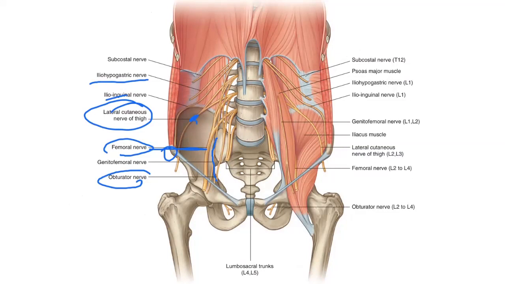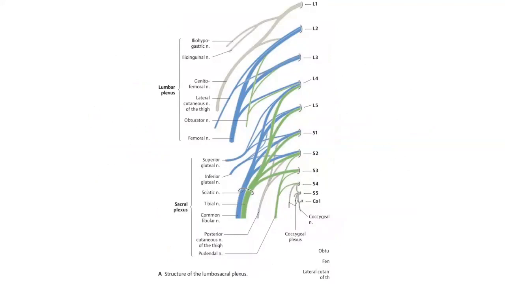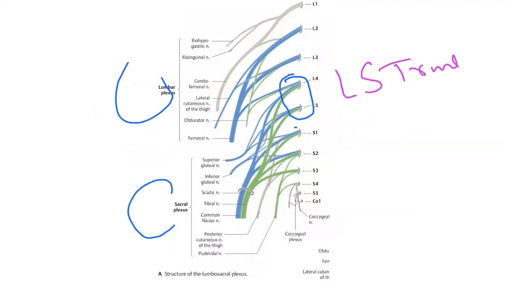So this is the psoas major, right? The genitofemoral nerve is anterior to the psoas major, right? And the ilioinguinal, femoral, and lateral femoral cutaneous nerves, all these are lateral, right? So this is the lumbar plexus and this is the sacral plexus. This L4, L5 participating in the sacral plexus is called the lumbosacral trunk.